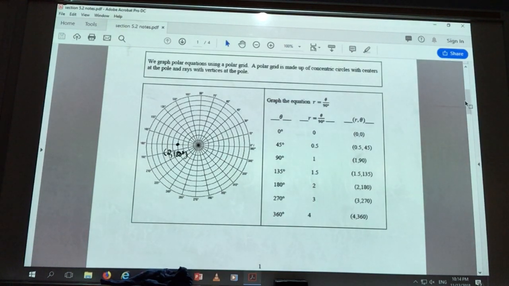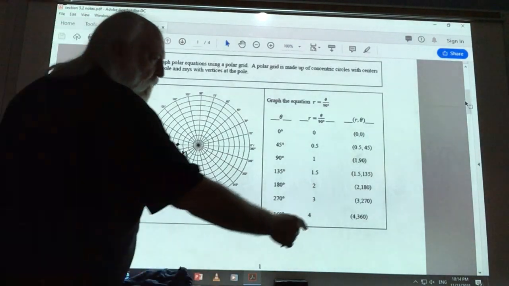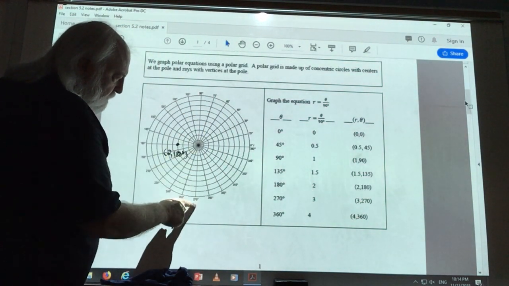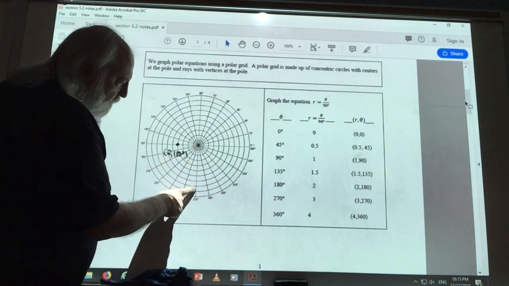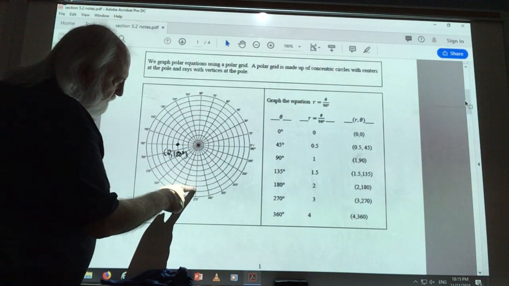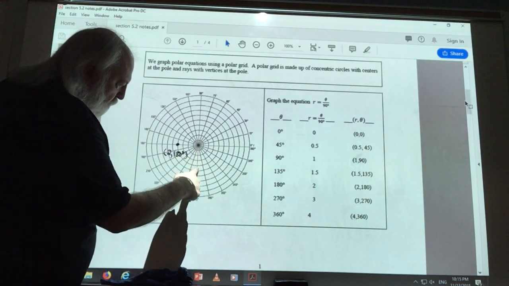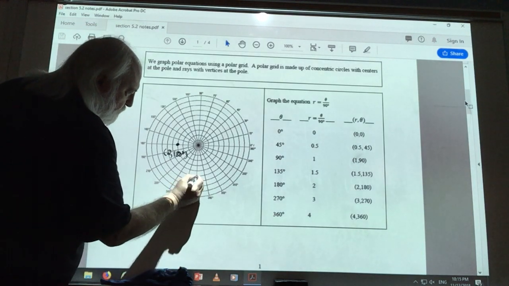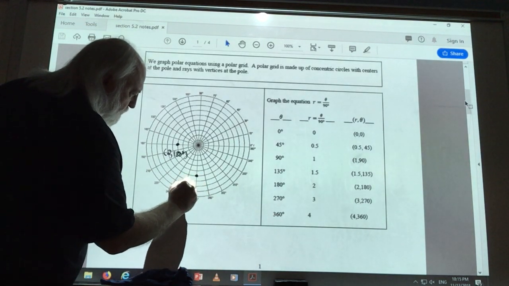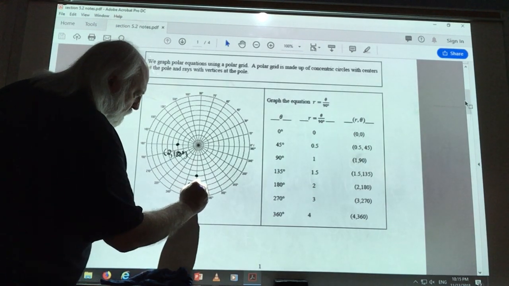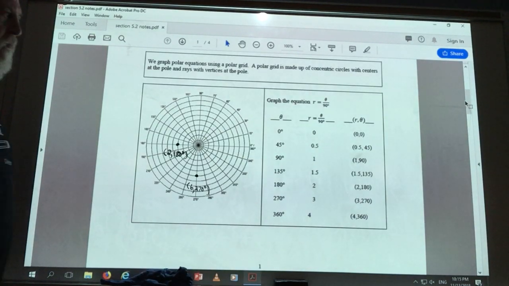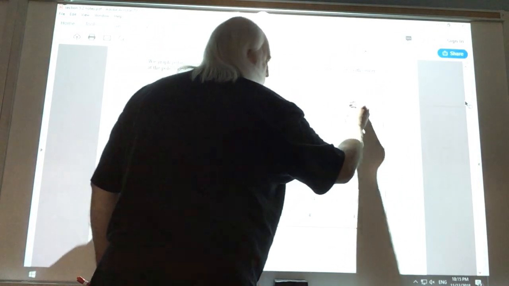To plot the point (3, 270 degrees), we go to the ray down here labeled 270 degrees, and then we go out 3 units from the pole. That would be 6 concentric circles: 2, 3, 4, 5, 6. So this is the point (3, 270 degrees). That's how you plot points on a polar grid, plotting the ordered pairs (r, theta).